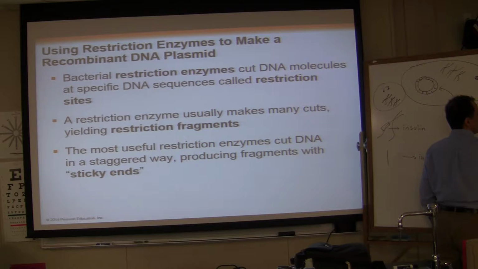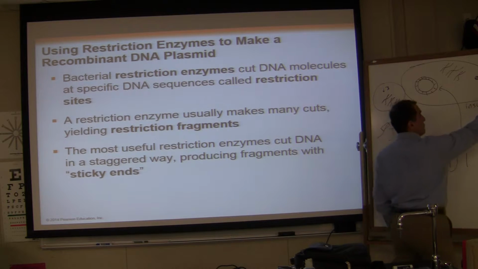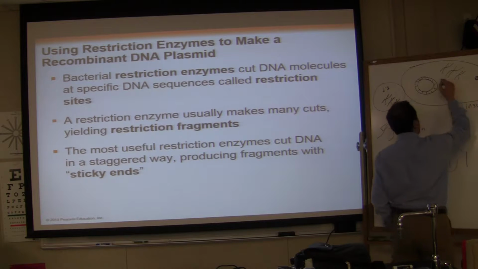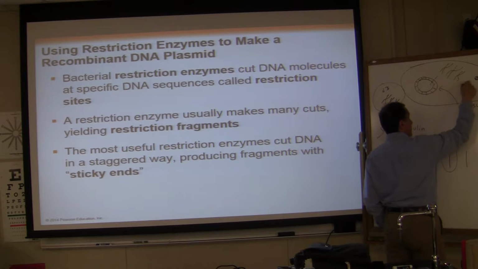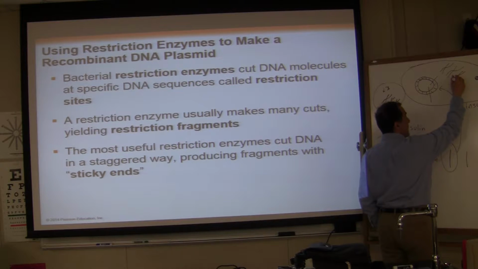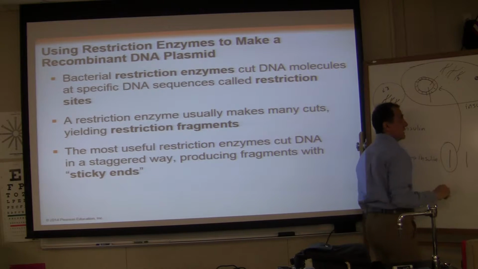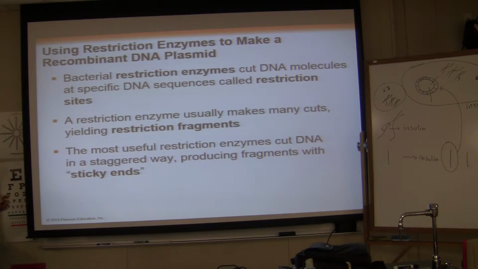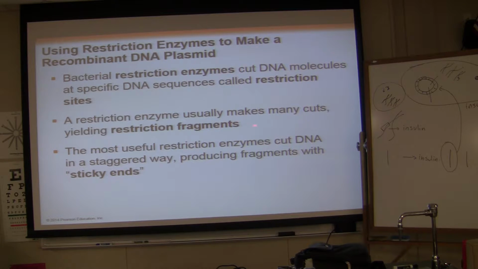J, for example, 2, something like that. Okay, so those are the restriction enzymes, but collectively they're called restriction enzymes, and what they do, they cut in the bacteria, they cut the plasmid or the DNA of the chromosomes, at specific sites that they cut. I'll show you some pictures in a minute. So a restriction enzyme usually makes many cuts yielding restriction fragments.